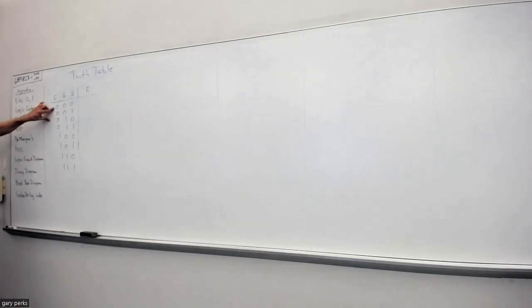Now notice, when I wrote these combinations, I put them in binary order. If you were to take these as a binary number, 0, 1, 2, 3, 4, 5, 6, 7. By convention, that's what we always do. In truth tables, you always put your inputs in binary order.